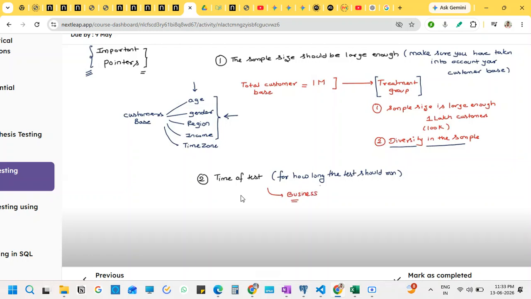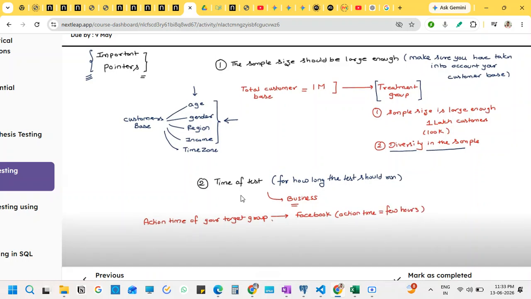If it is an e-commerce business and you know that you can see the action of the customer in, let's say, one hour, then you can run the test for a few hours. So it depends on the action time of your target group. How much time will your customer or target group take to act on that particular version? For example, if Facebook wants to test something, then the action time would be a few hours, right?